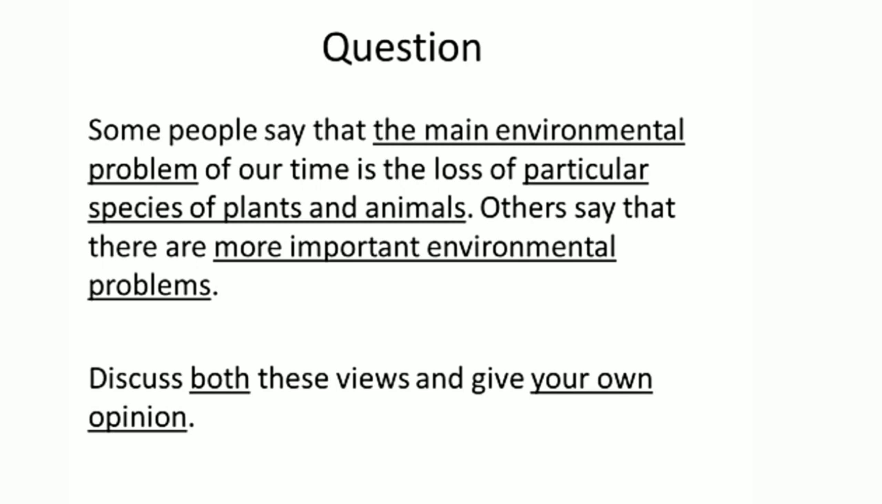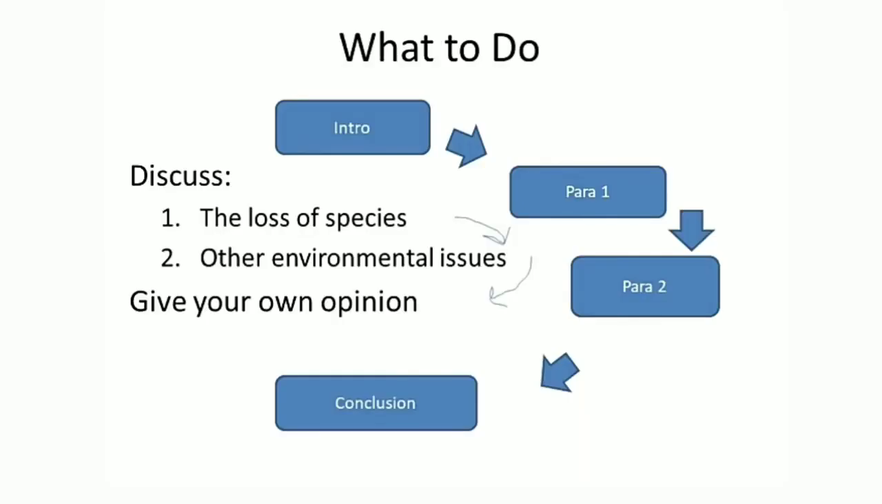Now coming to the what to do. In this essay, first of all, we have to discuss two things: the loss of species and other environmental issues. So it means that there will be two body paragraphs in our writing. In the first body paragraph, we will discuss the loss of species, why it is considered a major cause, and the second body paragraph will include other environmental issues.